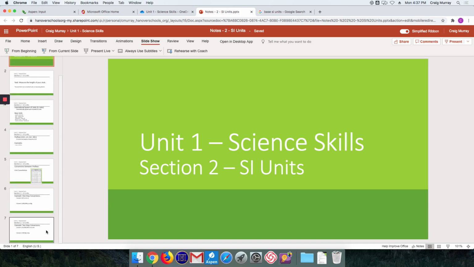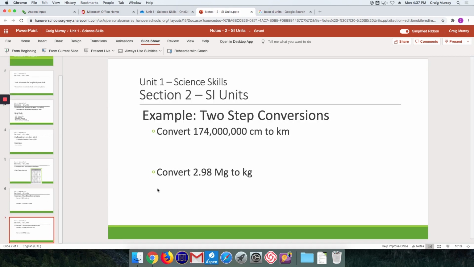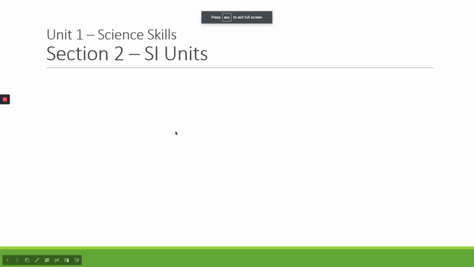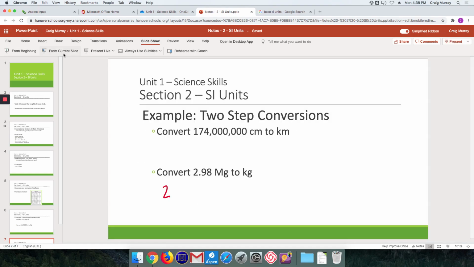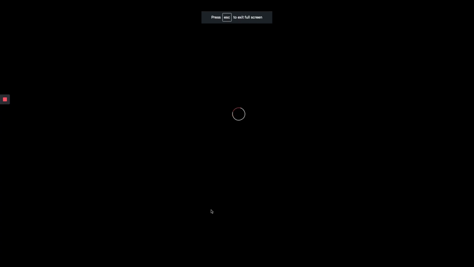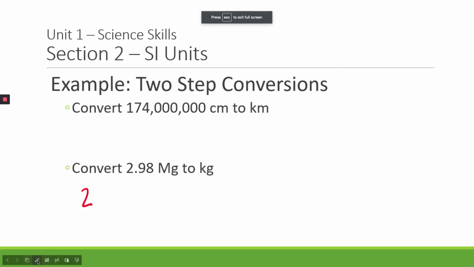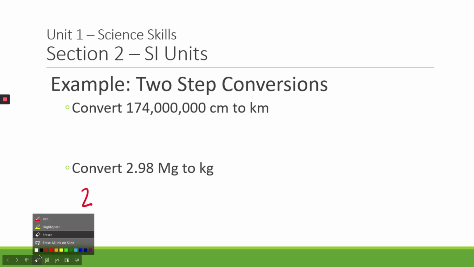Pen decided it suddenly didn't want to work. Start this again, I guess. Okay, it's just how it wants me to do it.